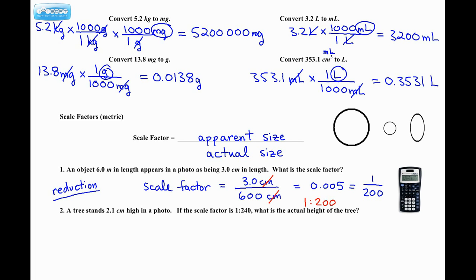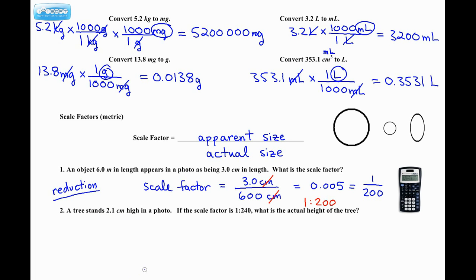A tree stands 2.1 centimeters high in a photo. If the scale factor is 1 to 240, what is the actual height of the tree? All right. Well, we know that the scale factor is just a fraction. It's a ratio of the tree's apparent height to its real height. And we are given one of those measurements. Okay? We know the apparent height is 2.1 centimeters.